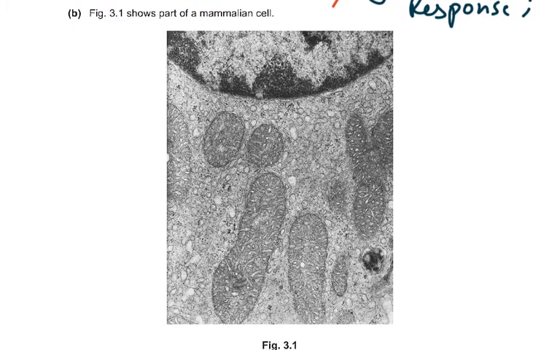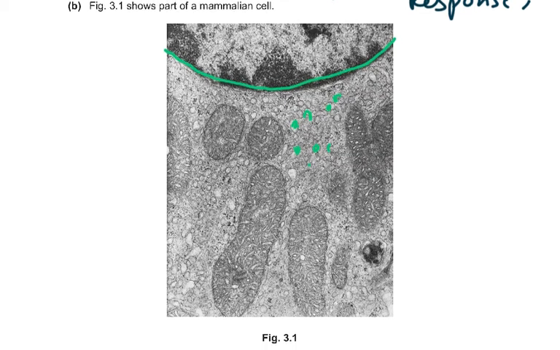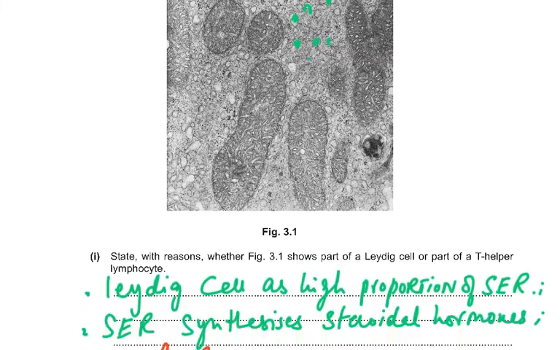Figure 3.1 shows part of a mammalian cell. Now you can see this is the nuclear membrane which they're showing here. So you can see a lot of detail of the internal structure of the cell. It's not a surface view like a scanning electron micrograph. You can see the details inside the cell, and inside the cell, you can see there's a lot of this SER, all these little circles here. So smooth endoplasmic reticulum, and of course we can see some of the mitochondria.